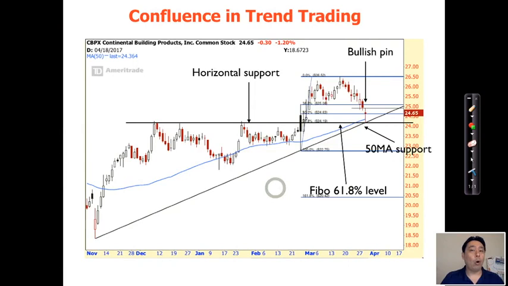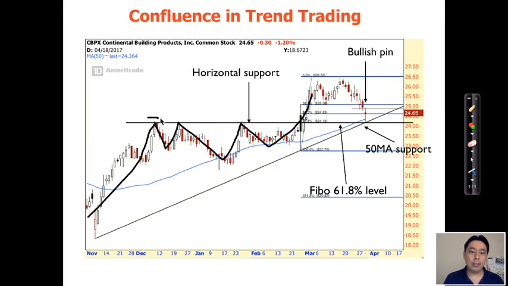Here's a quick example of a confluence point. So you can see the price going up, hitting a resistance, coming down, resistance, coming down, resistance, coming down, breaking above resistance.